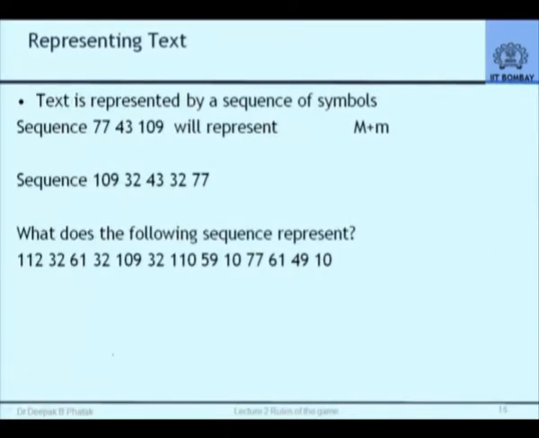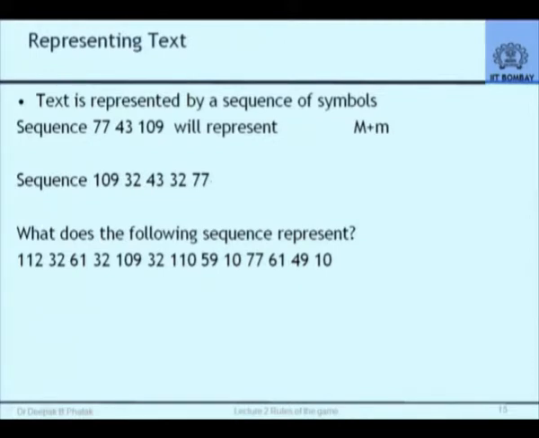Here are some simple examples. So capital M plus small m. If I write this in my text, internally it will mean a sequence 77, 43, 109. Why? Because 77 is the value representing capital M, 43 is the value representing symbol plus, and 109 is the value representing m. What is this sequence?